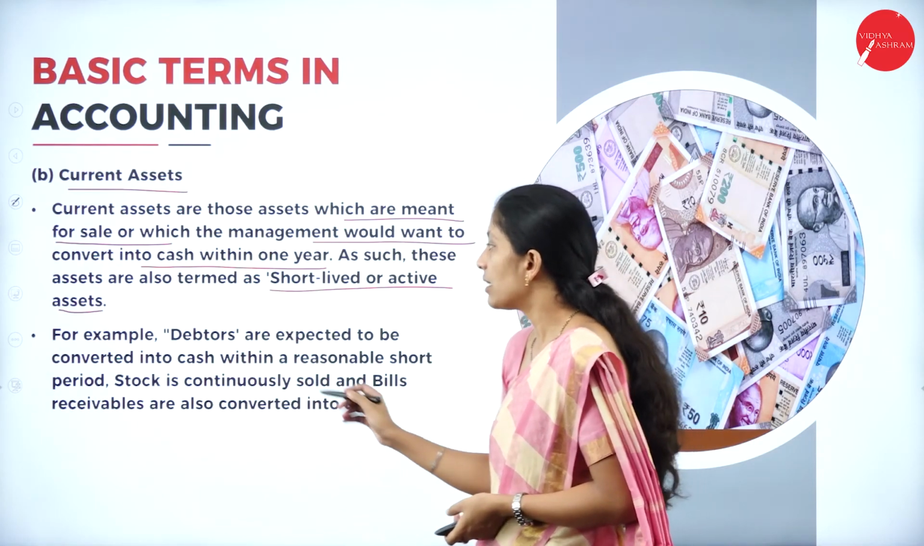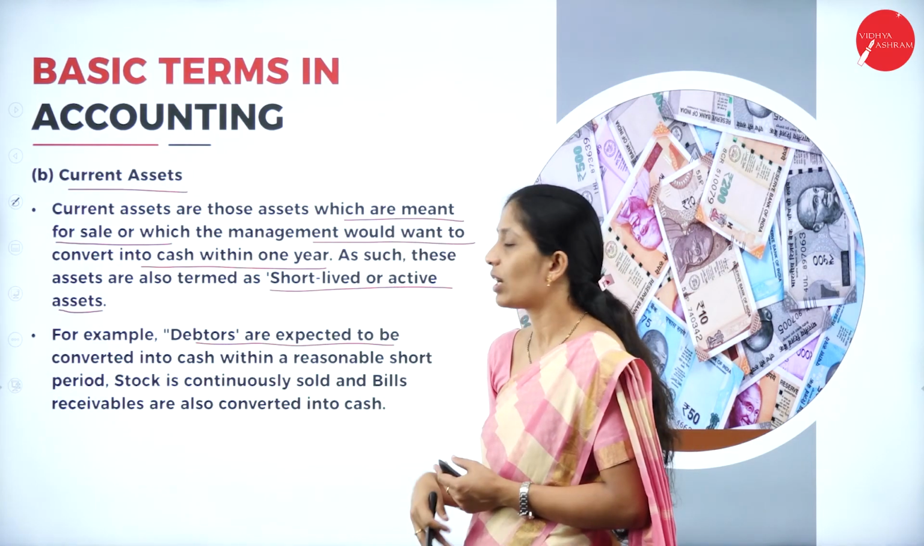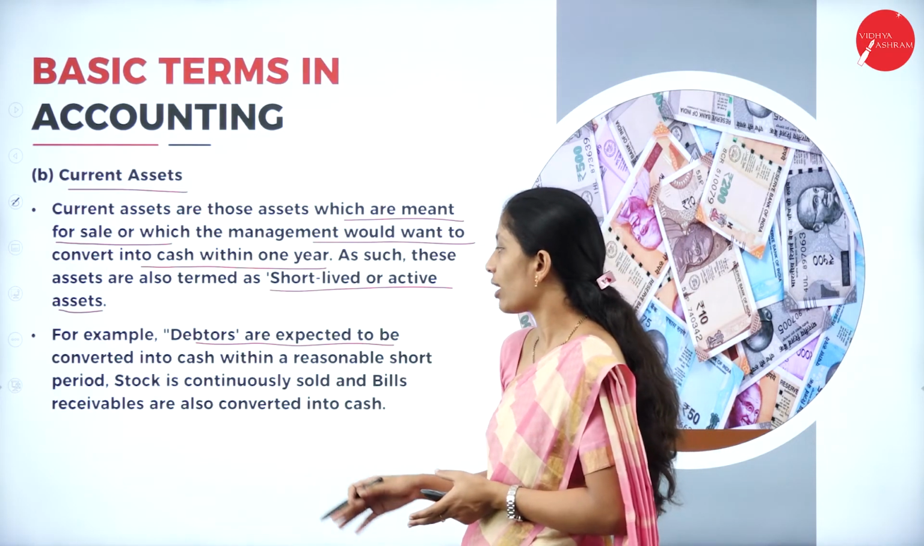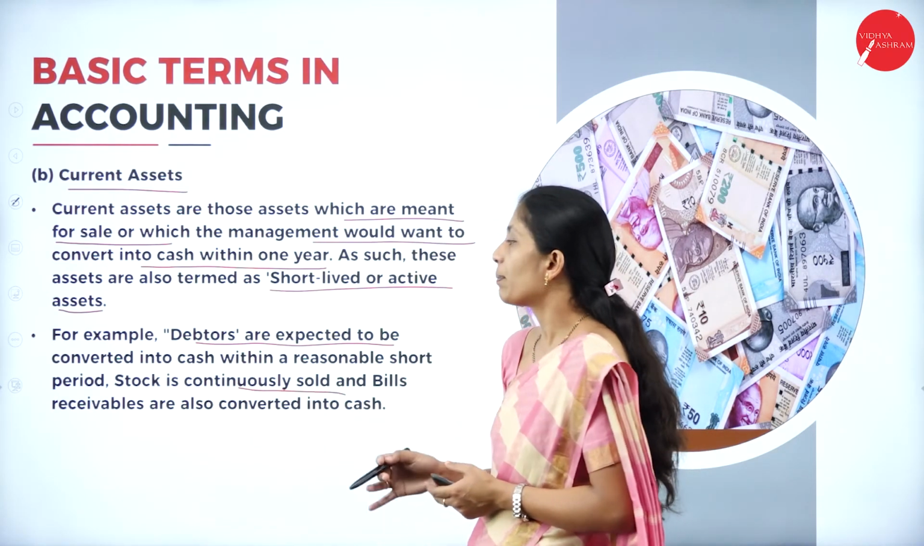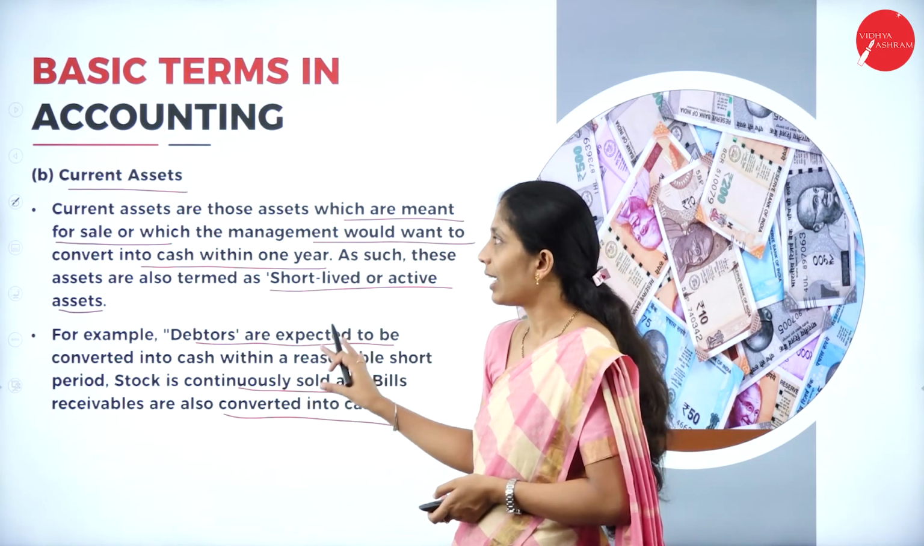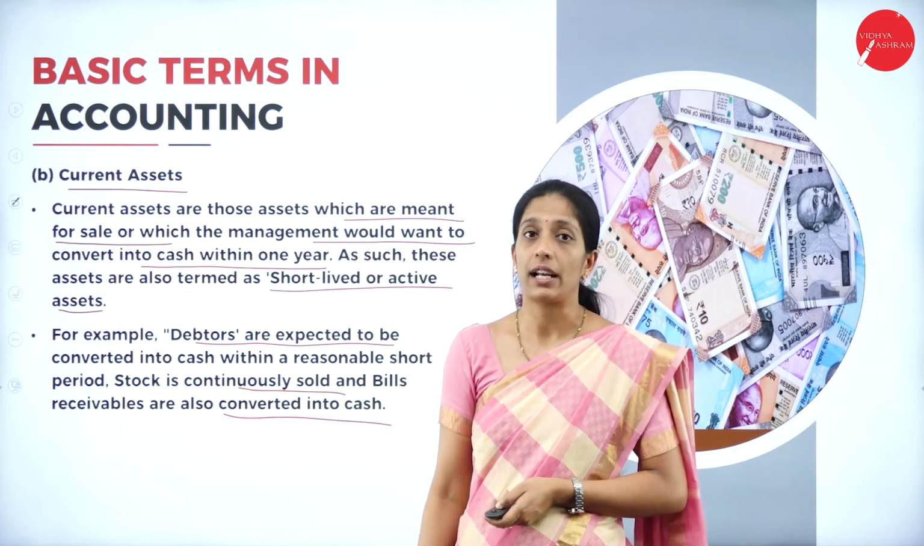For example, debtors are expected to be converted into cash within a reasonably short period. In the same way, stock is continuously sold and bills receivable are also converted into cash. So, these are the best examples for current assets.